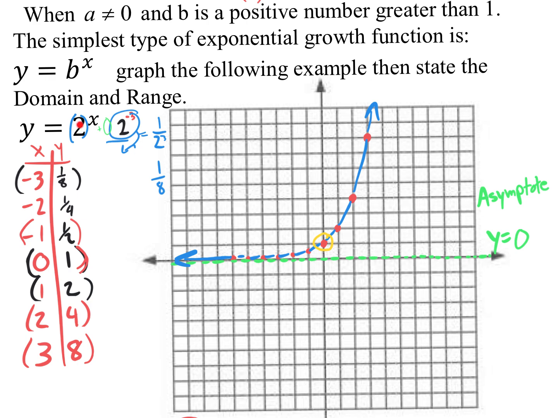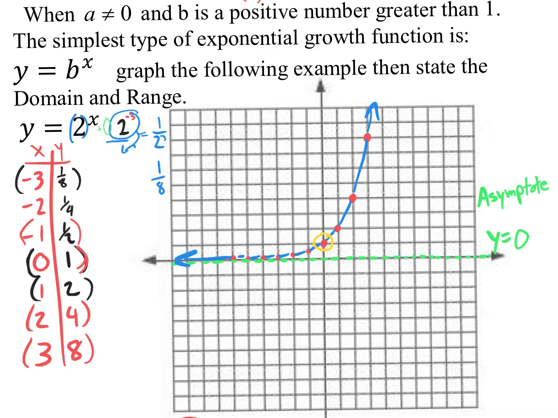If the base would have been 3, it would be 1 times 3 is 3. 3 times 3 is 9. 9 times 3 is 27. If the base would have been like 5, then it would be 1 times 5 is 5. 5 times 5 is 25. You get the idea. And today, we only have values that are greater than 1 in here.